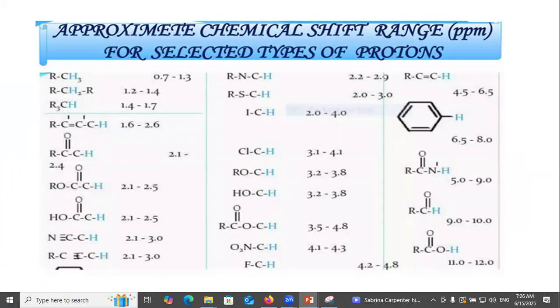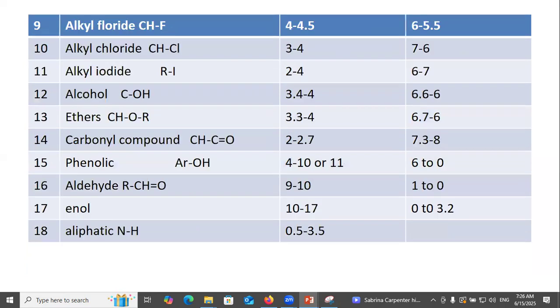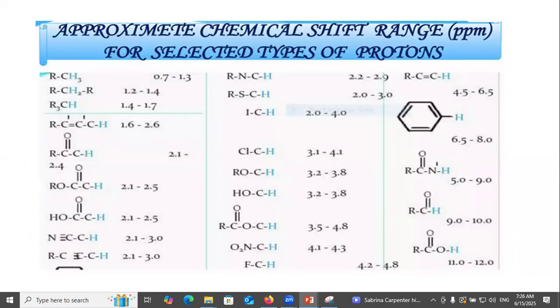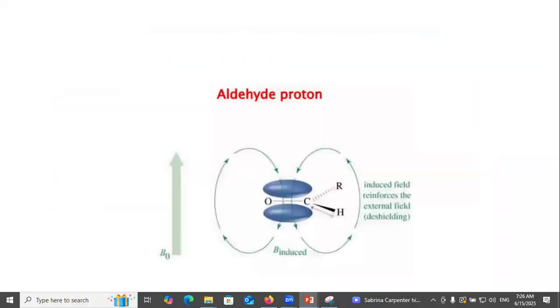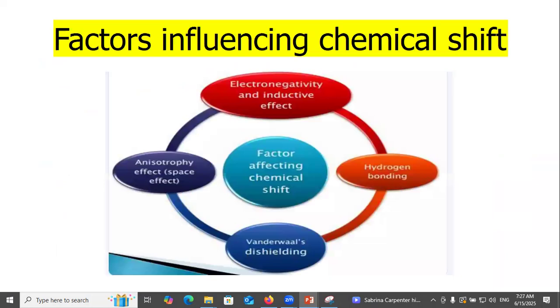Approximate chemical shift range for the selected types of protons. These are already discussed. Also, you can represent the chemical shift in this table. Okay, it's all about factors affecting chemical shift, or factors influencing chemical shifts, with the value of delta.